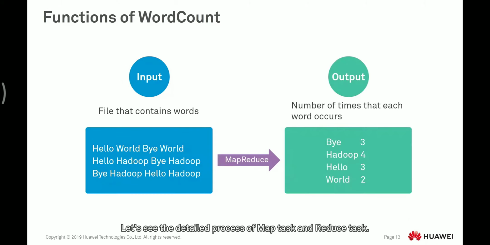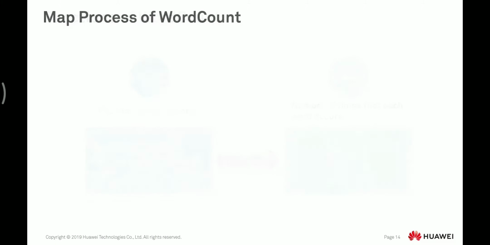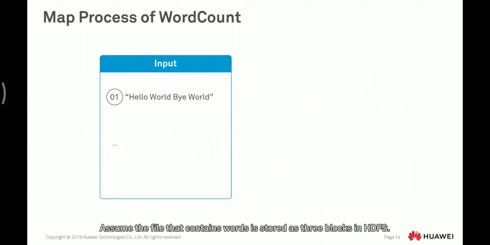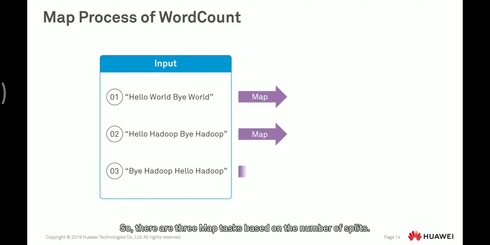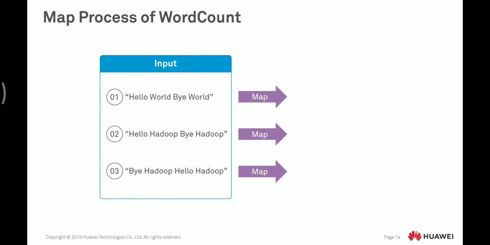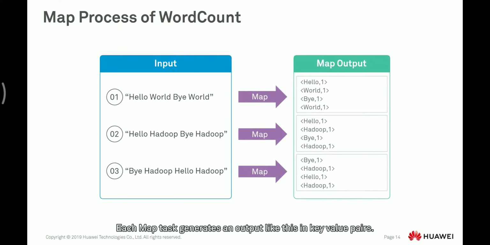Let's see the detailed process of map task and reduce task. This figure shows the function of the word count program. This is the result that we want. Assume the file that contains words is stored as 3 blocks in HDFS. So, there are 3 map tasks based on the number of splits.